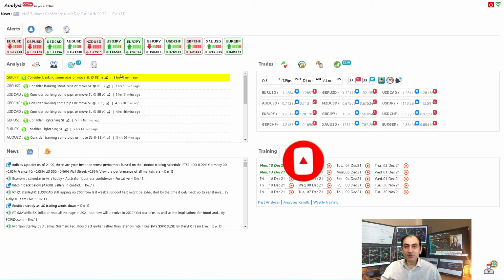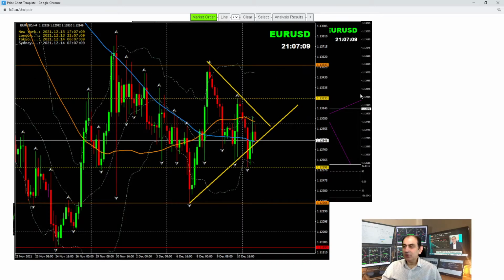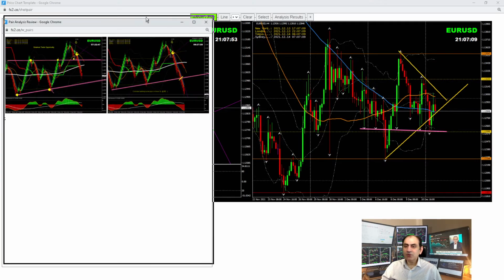Let's move to the three major currency pairs: Euro USD, Pound Dollar, and the Dollar CAD. If you look at the Euro USD, we were looking at this triangle pattern breakout. We had this breakout this morning. As soon as the price hit the support level, we banked a few pips, and after that we were expecting a pullback. And let me share with you guys, we have only one analysis.